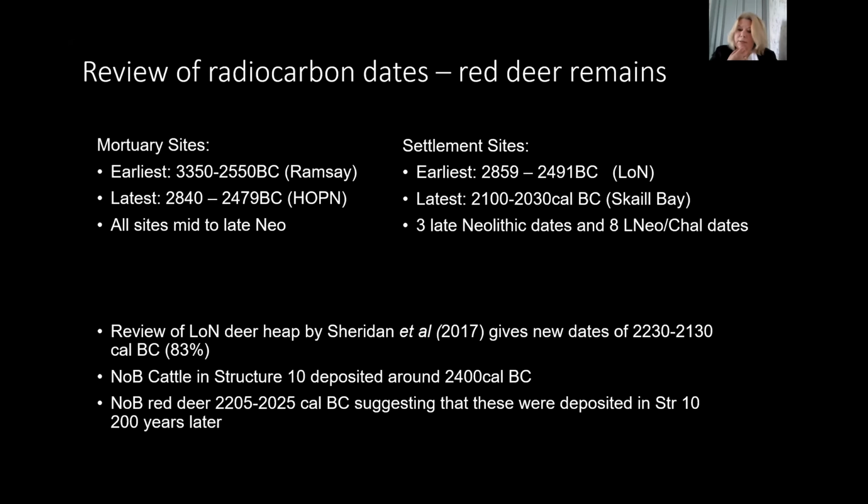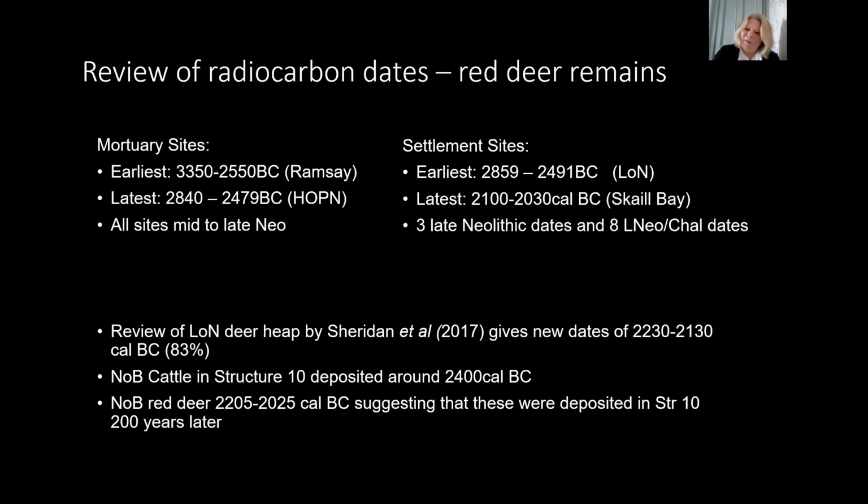When we look at the Ness of Brodgar, again, we have something very interesting happening here. So the cattle from Structure 10, the last date that we have for that was a date of deposition of around 2400 Cal BC. However, the red deer is 2205 to 2025 Cal BC. So this suggests that the red deer were actually deposited 200 years later. Now, the cattle are associated with a decommissioning feasting deposit. And so we have to ask, why did they go back 200 years later? Why did they deposit the red deer, and what was the function of that?